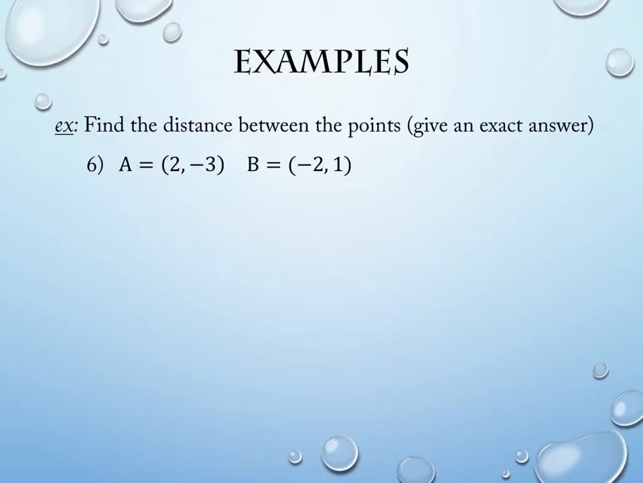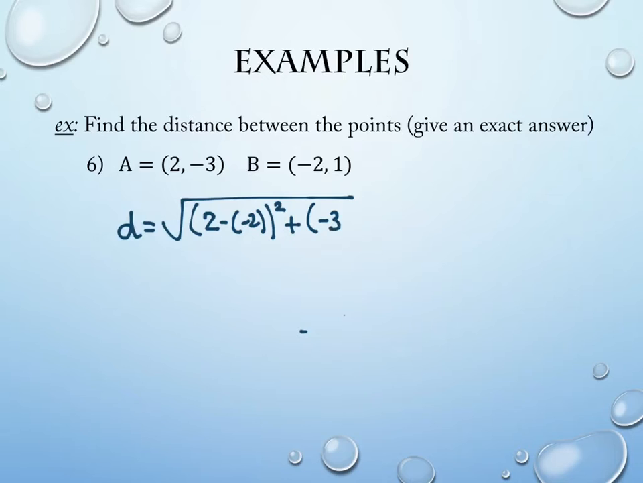So we have two ordered pairs given. One is 2, negative 3, and the other is negative 2 and 1. So we're going to find our distance, which is the square root, and we're going to do the x value subtracted. I'm just going to go from left to right. So I would do 2 minus negative 2. If you do it the other way, totally fine. We get the same answer. And then on the y values, I have negative 3 minus 1.